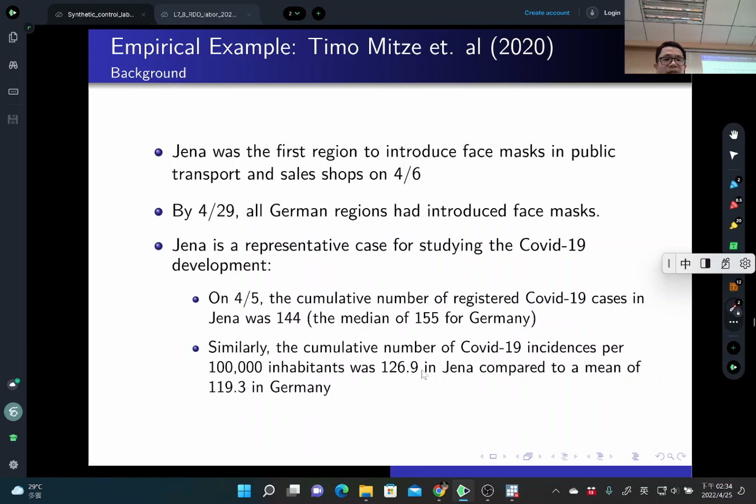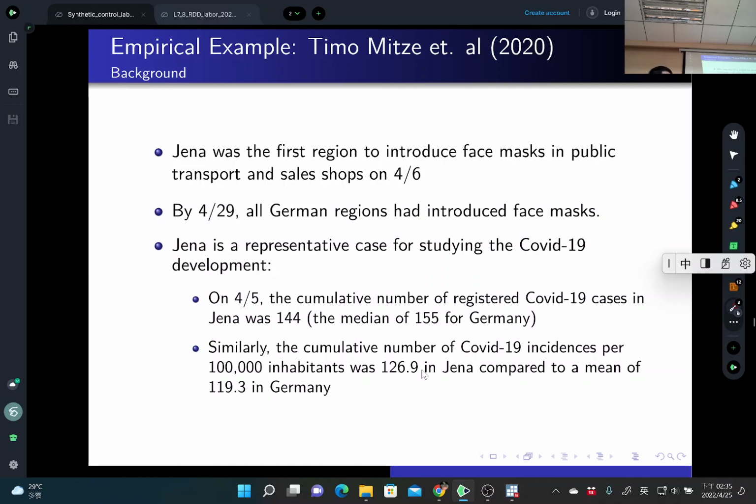They also argue why looking at Jena is interesting, because maybe Jena is an outlier and not really representative, since their causal effect is only for this region. If this region does not really represent Germany, not nationally representative, maybe their result is not really interesting. So the authors tried to persuade that their result can represent a representative case for Germany.